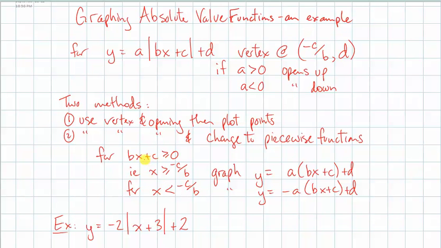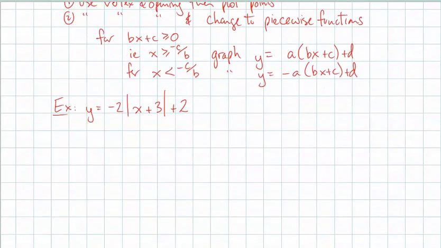And remember, we define the vertex by the b, c, and x. And so to change to piecewise functions, we're considering positive values of that, which leads to x greater than or equal to negative c over b, in which case we just graph the function without the absolute value bracket. And for the other part of the domain, where x is less than negative c over b, we graph the sign opposite. That's how we break it into pieces. So let's have a look at this example here.